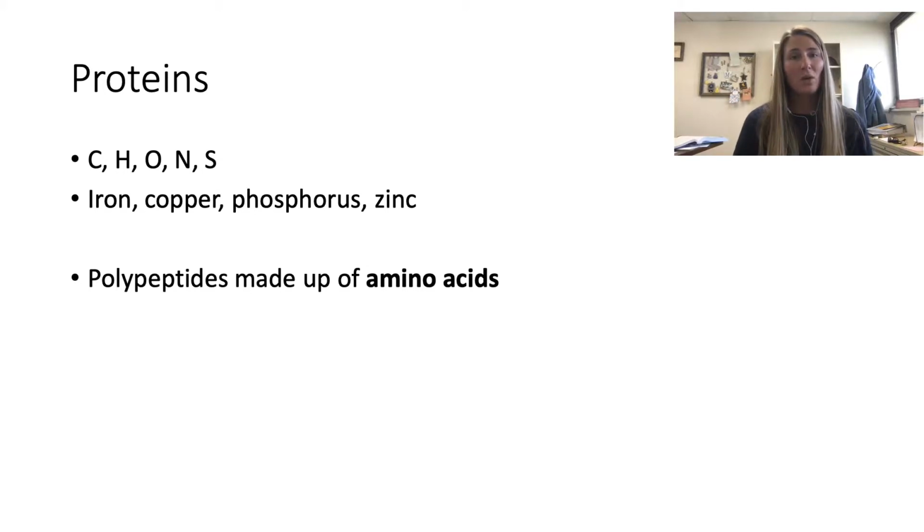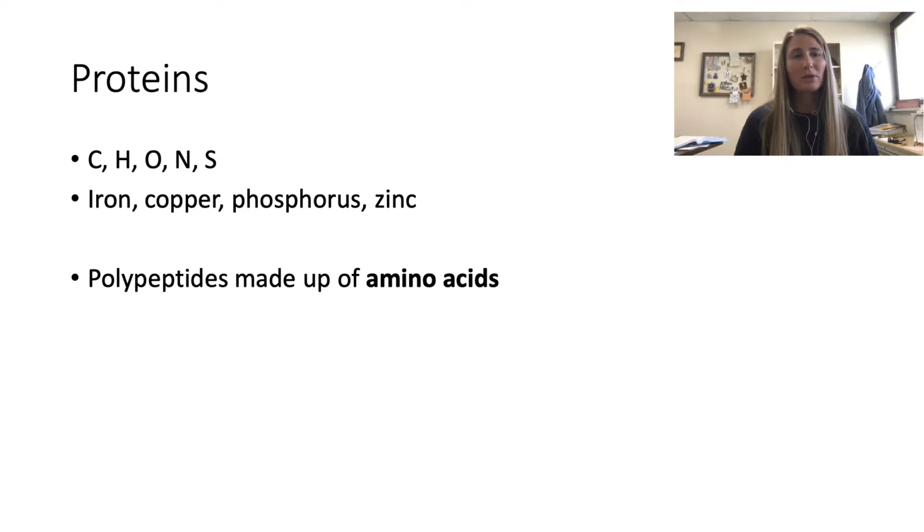But we're going to go a little bit further and say proteins also contain nitrogen. That is the basic definition of protein. It contains nitrogen. And some proteins contain sulfur. Beyond that, away from those primary atoms, we see some proteins have iron, copper, phosphorus, and zinc. Those are specialized to certain amino acids and certain protein makeup.